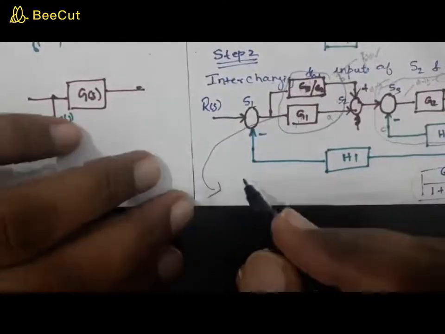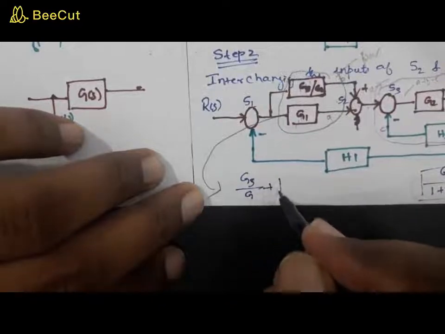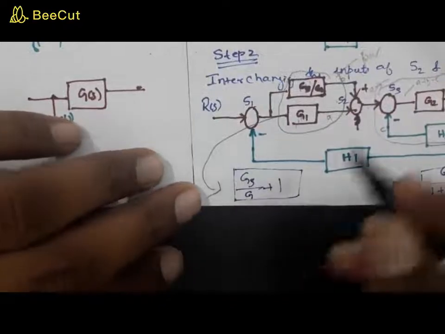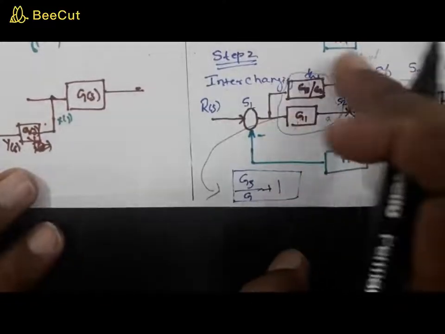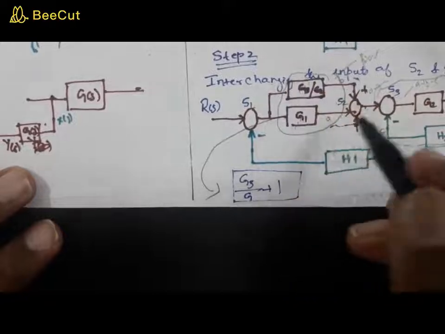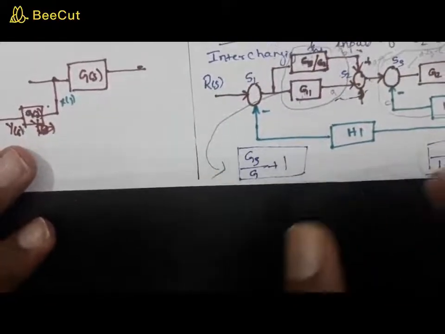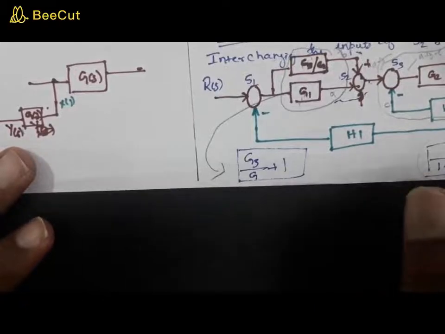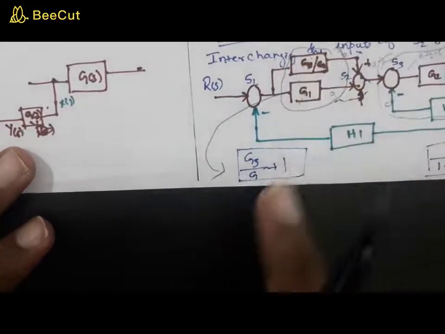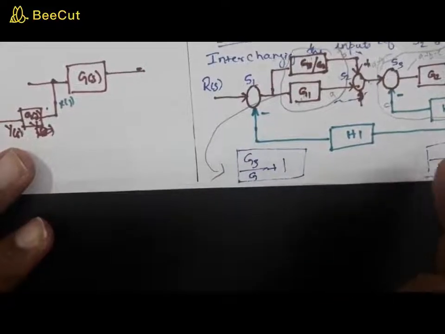In this case, it will be g3 by g2 plus 1. This can also be converted. So this combination can be replaced by this block. Now, the next figure is going to be replacing this canonical form and parallel form by a single block diagram. That's in the next figure.